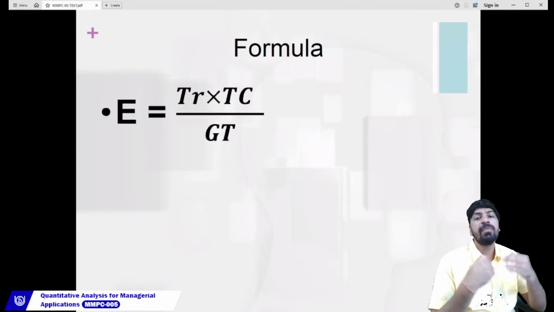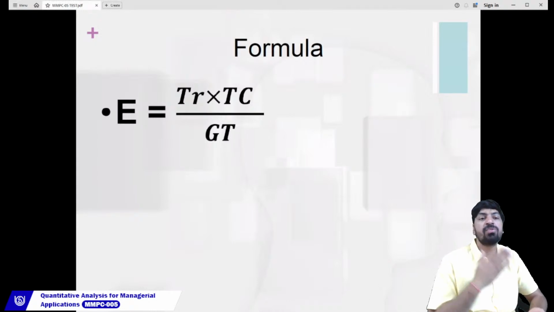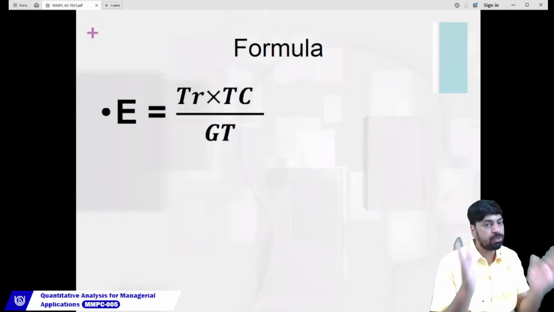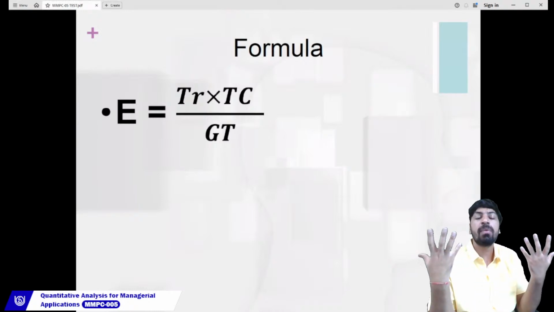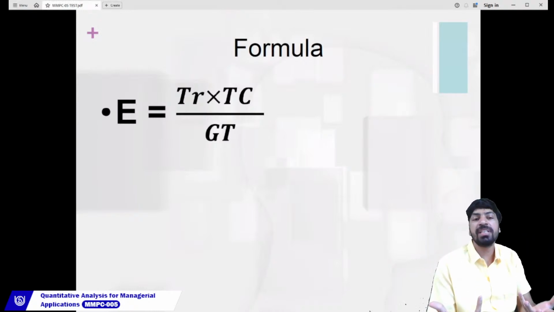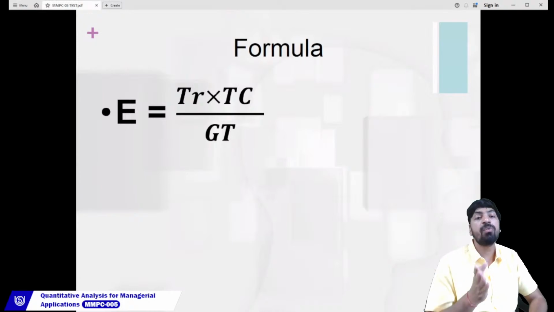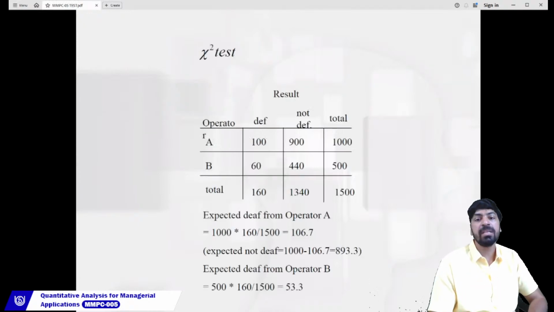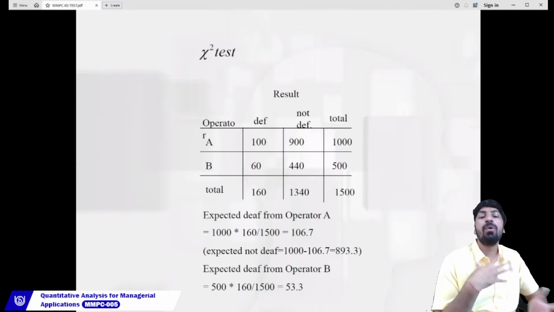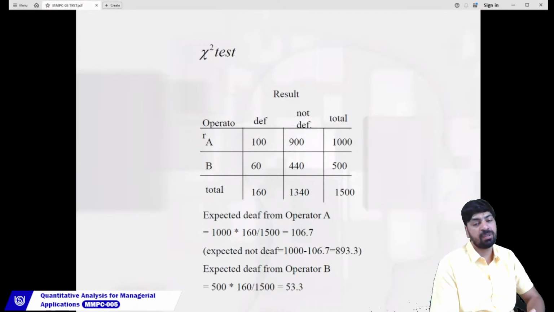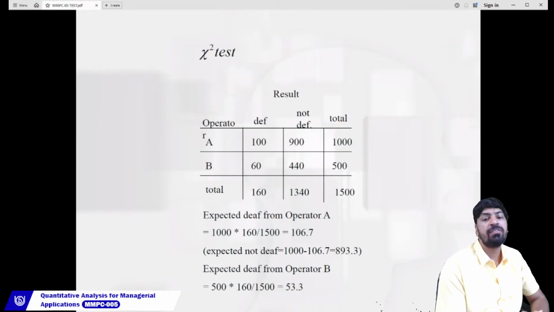Before coming to the result, you need to calculate. Once you have a question and you get the observed frequency from the table, your next step is to calculate the expected frequency using the following formula. This is the formula for how to calculate the expected frequency. So let's begin.